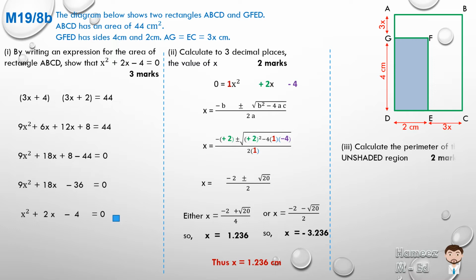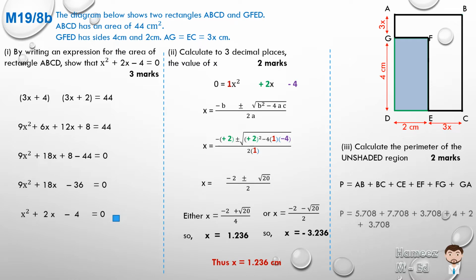Part 3. Calculate the perimeter of the unshaded region. So if we look at the unshaded region, which looks like an L, then the perimeter will be AB plus BC plus CE plus EF plus FG plus GA, which carries us back to A. And that is 5.708 plus 7.708. Remember, x is 1.236, so we're substituting. Plus CE is 3x, which is 3.708, plus 4 plus 2 plus 3.708, which works out to be 26.832 centimeters.